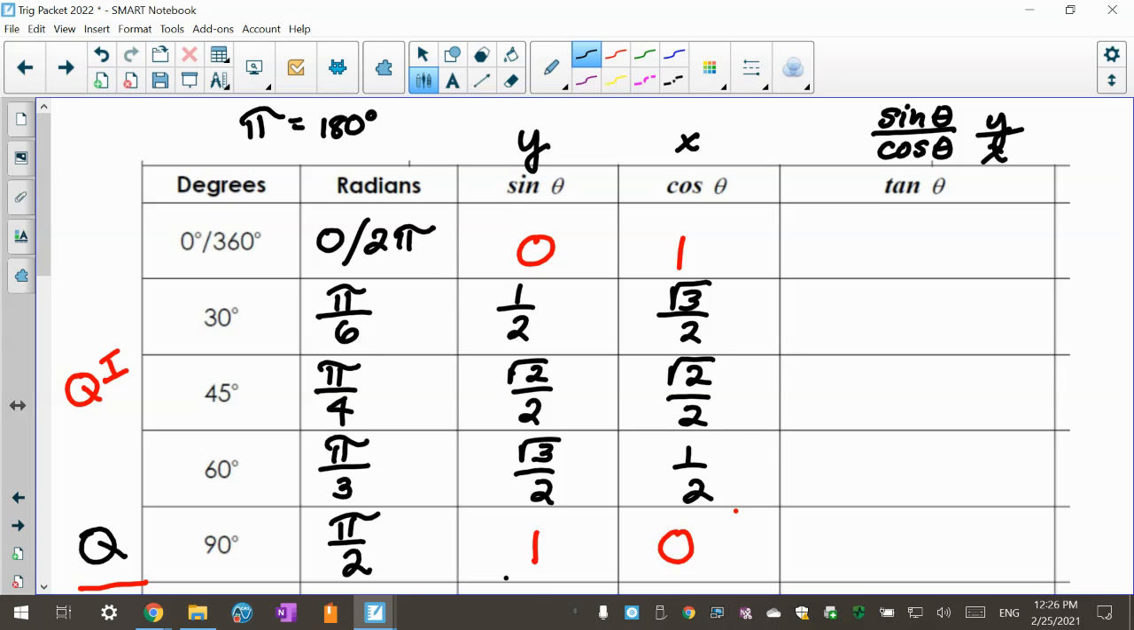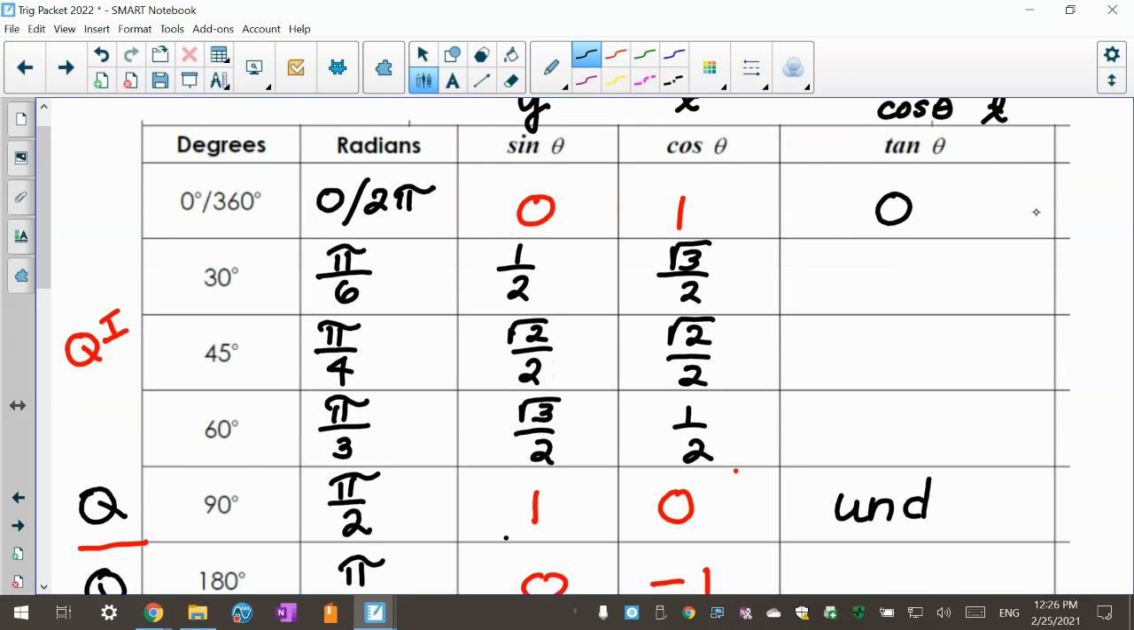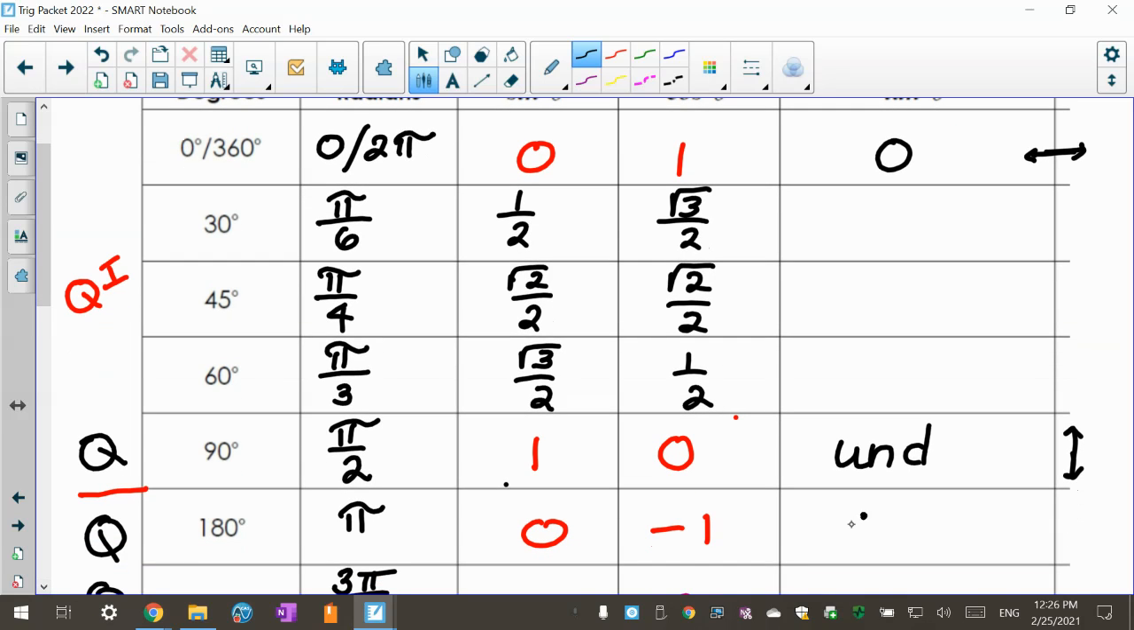Now tangent is pretty easy because it's sine divided by cosine. So 0 divided by 1 is 0. 1 divided by 0 is undefined. And if you think of tangent as slope, if the line goes like this, it has 0 slope. That's why that's 0. 90 goes straight up and down. That has undefined slope. That's why it's undefined. Doesn't exist. 0 divided by negative 1 is 0.